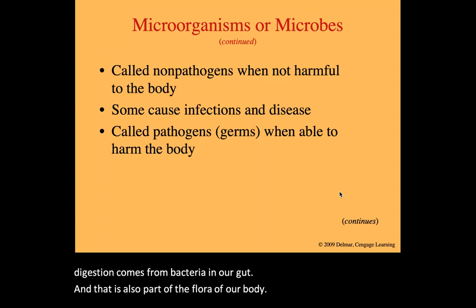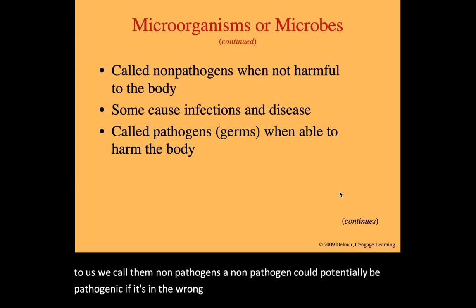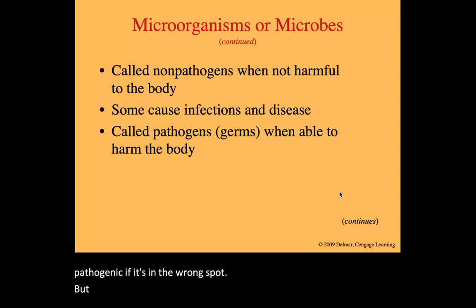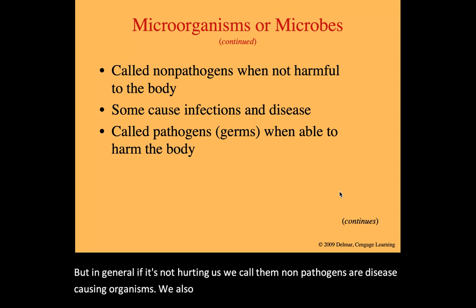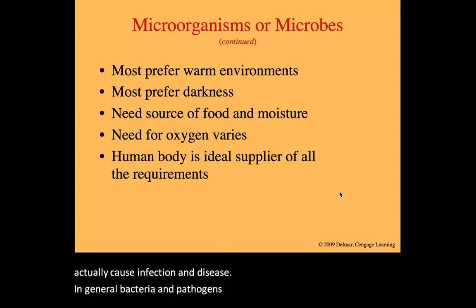So these microorganisms, when they don't hurt us or when they're beneficial to us, we call them non-pathogens. A non-pathogen could potentially be pathogenic if it's in the wrong spot. But in general, if it's not hurting us, we call them non-pathogens. Pathogens are disease-causing organisms. We also call them germs or bugs, and those are what actually cause infection and disease.